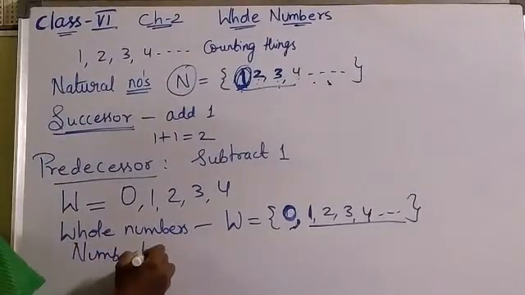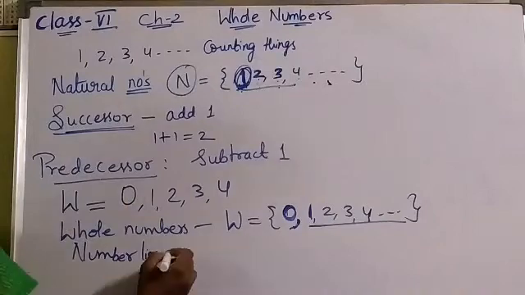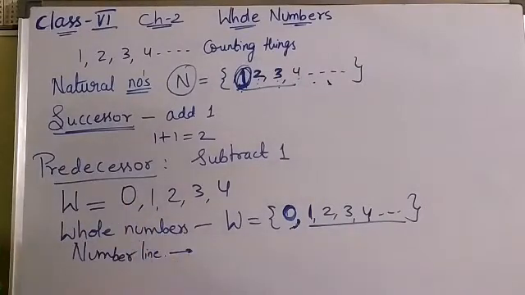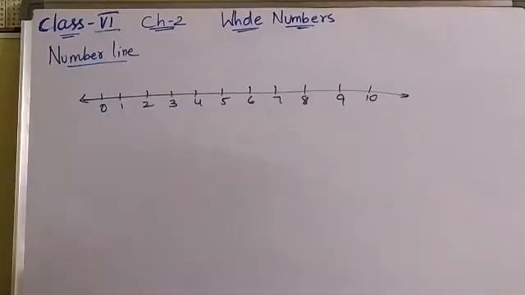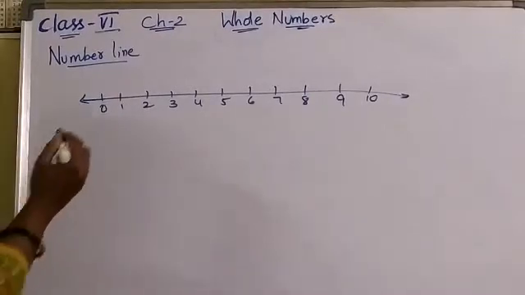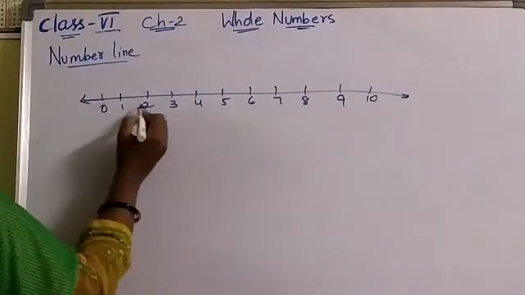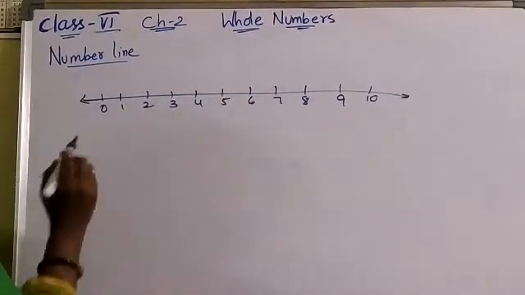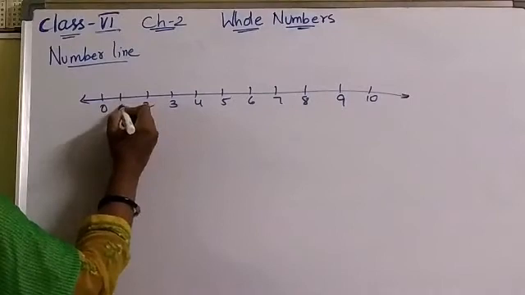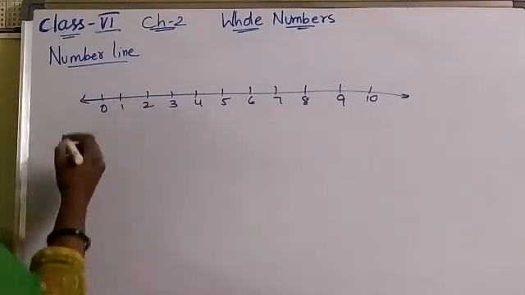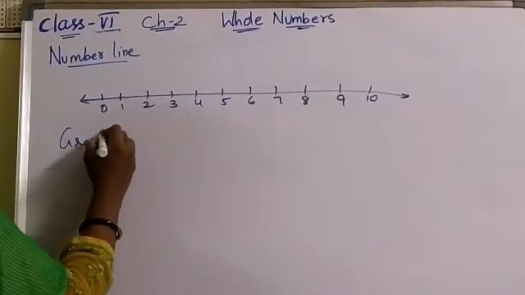Now we can represent these whole numbers on the number line. We can add, subtract and multiply on the number line. I will show you now. This is a number line for whole numbers: 0, 1, 2, 3, 4 and so on. On the number line, the greater number always lies on the right side of the smaller number.